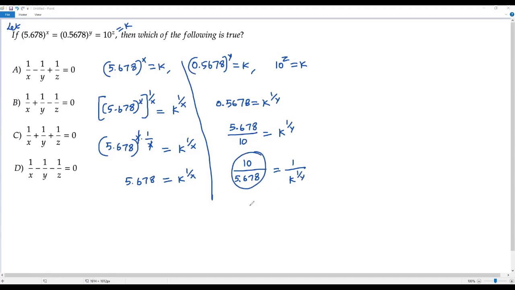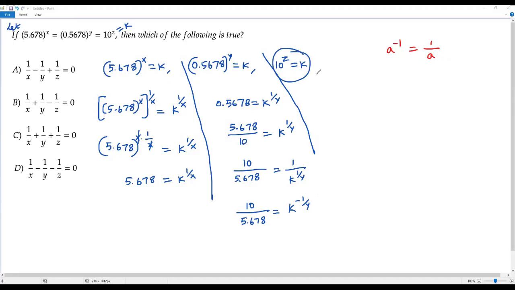Now let me write this as it is. That is 10 over 5.678 equals, now let's consider a to the negative first power. A to the negative first power equals 1 over a, or 1 over a can be written as a to the negative first power. So let's consider the same logic over here for this one, that is 1 over k to the power of 1 over y. So we can write this one as k to the power of negative 1 over y. Okay, now let's do the same thing over here in this equation to get the exponent z. Then I'm getting 10 equals k to the power of 1 over z.